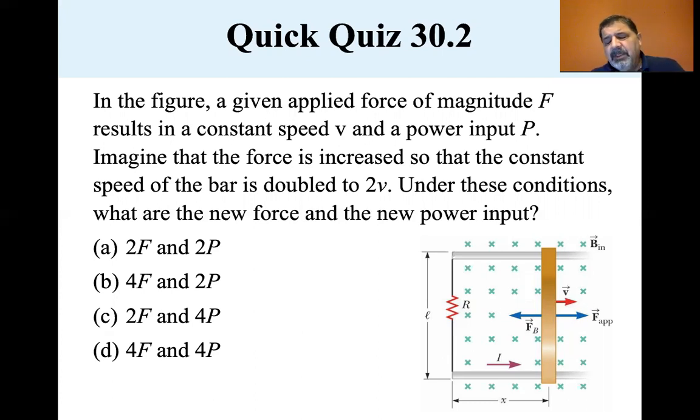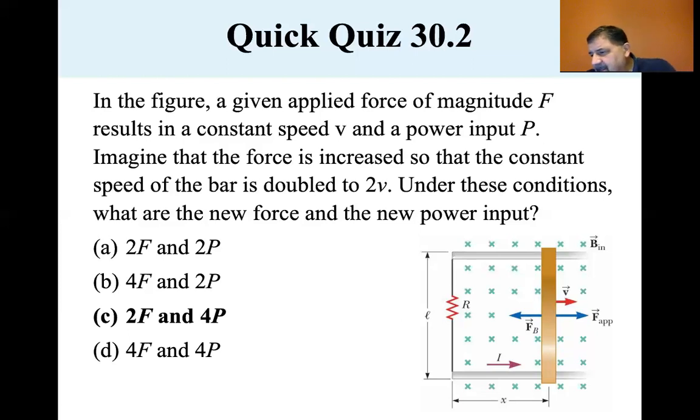But if you remember, the power is I squared R. So if it's I squared, it should be four times the power. Let's see if my thinking is correct. 2F and 4P. The force on the wire is of magnitude F_B equals ILB, and I is given by BLV over R.